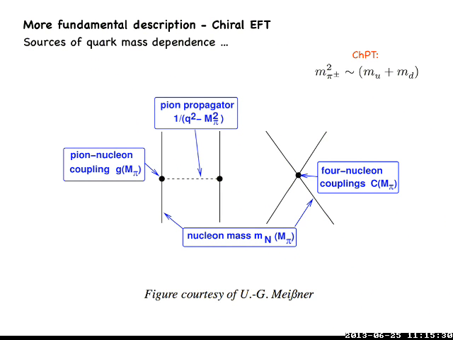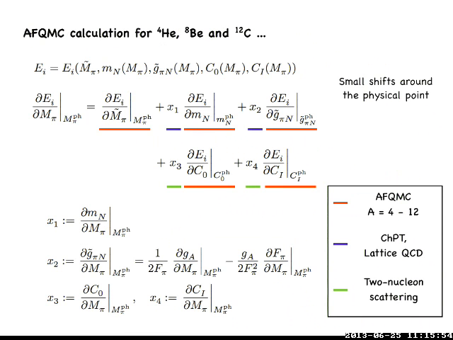We know from chiral perturbation theory that there is a relation between the pion mass and the quark mass. So if we know the dependence on m pi, then we can also obtain the dependence on the light quark masses. This line here summarizes the picture that I had on the previous slide.